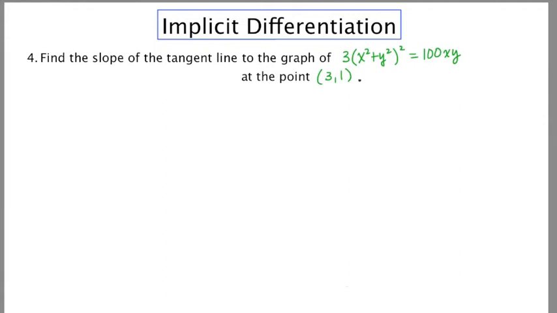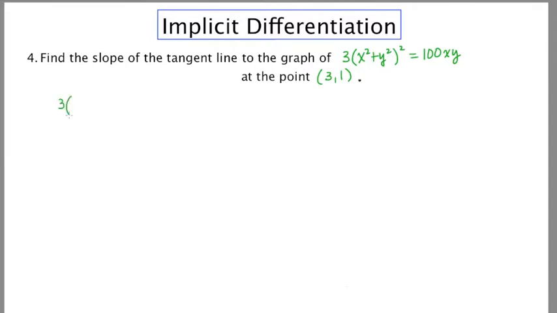This example is similar to the one that we just did. We're trying to find the slope of a tangent line to a graph, but this time the implicit differentiation is going to be a little bit more complicated. And that's why I think they gave us another example of the same type. So let's start, and I would write small here because it's going to take up a lot of space. So let's start from the beginning.